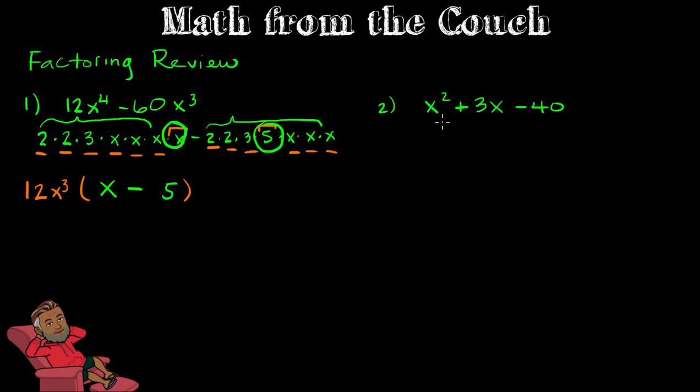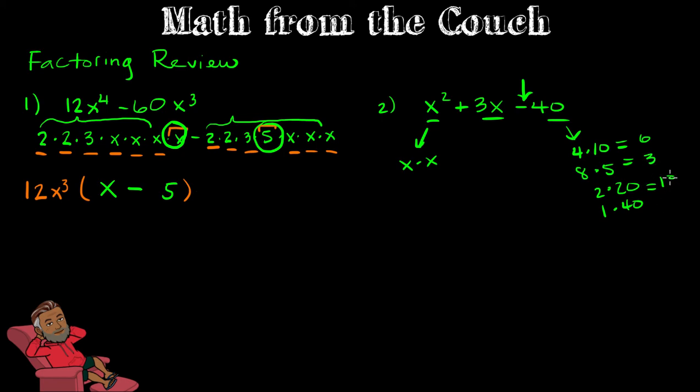So what we're going to do is factor it based upon the number of terms you have, which is a trinomial. We focus on the front, x times x, and then we focus on the back. 4 times 10 is the obvious one to me. And then I have 8 times 5, 2 times 20, and 1 times 40. Next, this sign tells me to subtract, so I'm going to subtract them. That's 6, that's 3, that's 18, and that's 39.